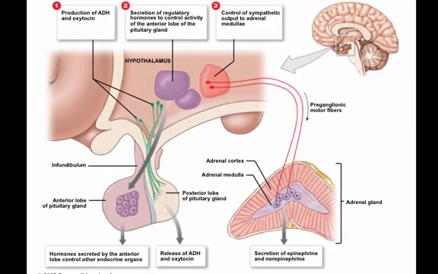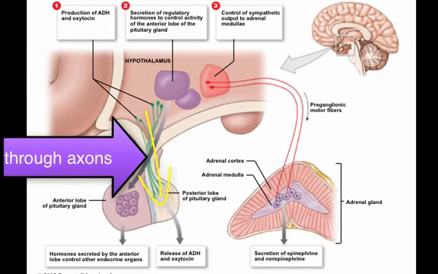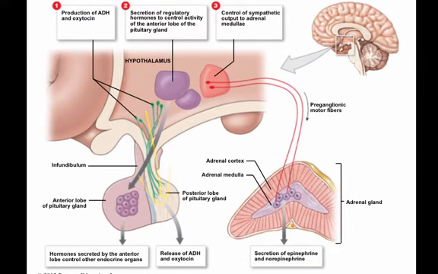The hypothalamus controls endocrine function in 3 mechanisms. It controls the production of hormones called ADH and oxytocin. It directs control of sympathetic output to the adrenal medulla, and it secretes regulatory hormones that control the anterior lobe of the pituitary. First, the hypothalamus produces 2 hormones called ADH and oxytocin. ADH and oxytocin are transported through nerve axons to the posterior lobe of the pituitary. From the posterior lobe of the pituitary, they are released into the blood.